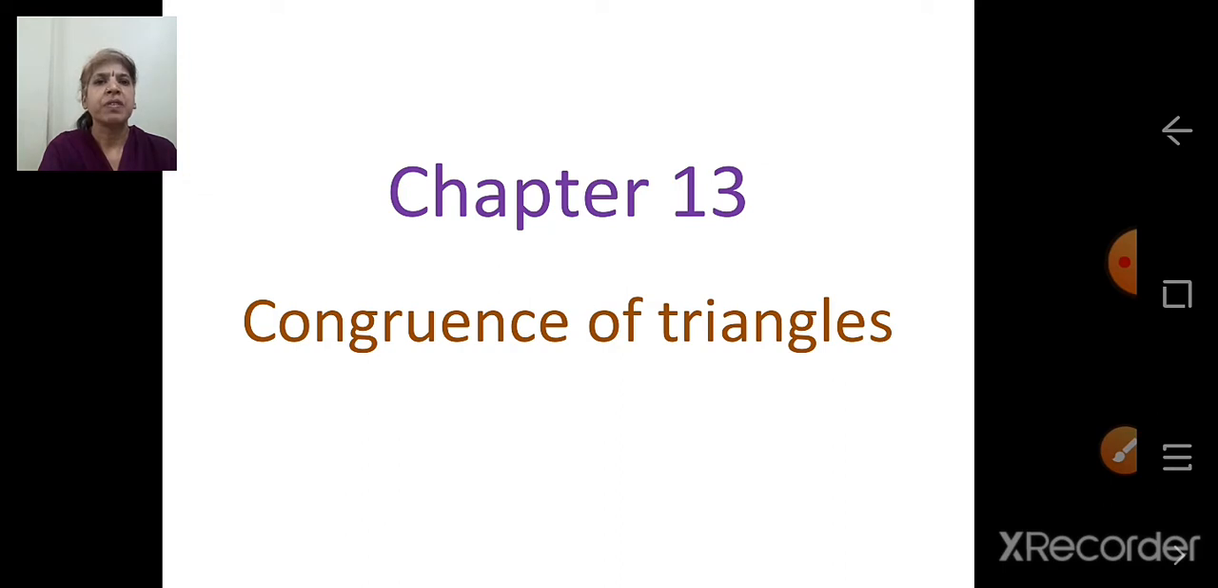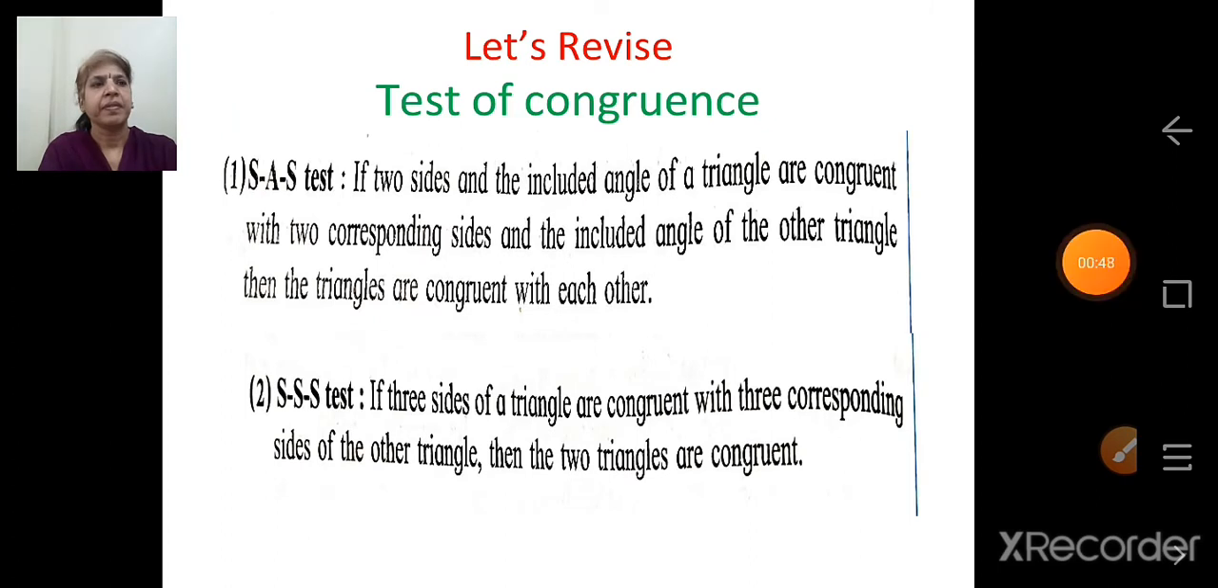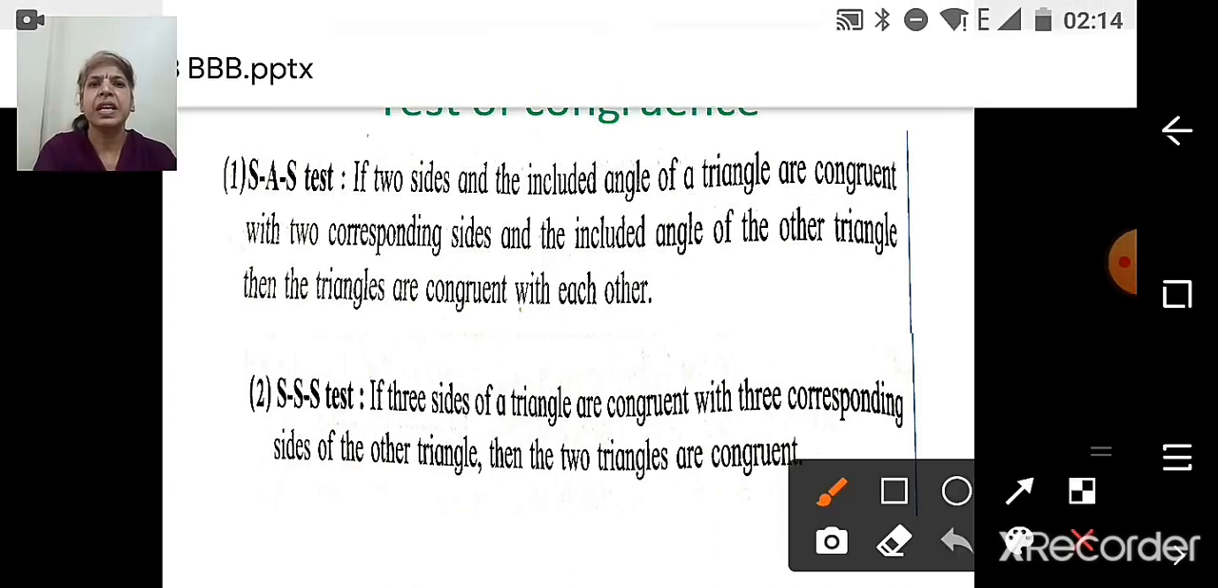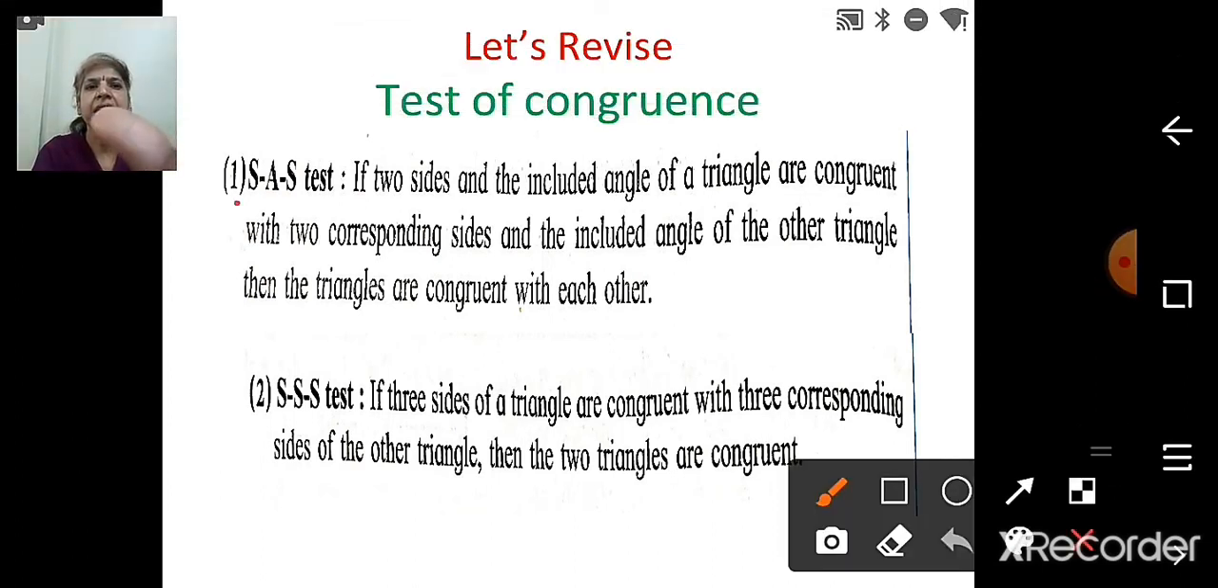And we have studied about different tests of congruency. Let's revise them. First test of congruency is SAS test. Now, as the name indicates, SAS test, it is side, angle, side. And which is the angle? It is the included angle. If two sides and the included angle of a triangle are congruent with two corresponding sides and the included angle of the other triangle, then the triangles are congruent with each other.